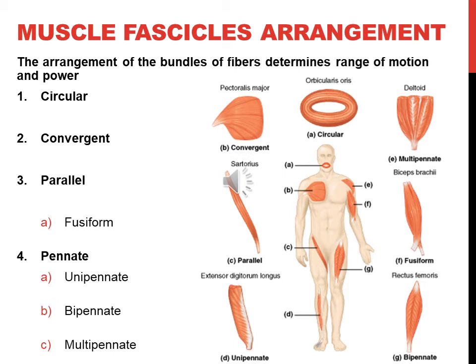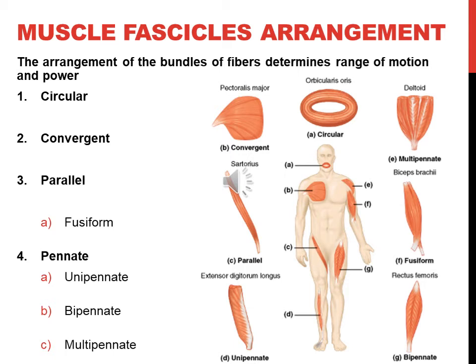So first up, let's do circular. These are ones that are going to be arranged in concentric rings and typically surround external body openings. They close by contracting, things like sphincters. And then we've got orbicularis oris or orbicularis oculi. Those are surrounding the mouth and the eye. Our convergent are broad origin fascicles that converge toward a single tendon of insertion. They're either triangle or fan shaped. So your pectoralis major would be an example of a convergent arrangement.